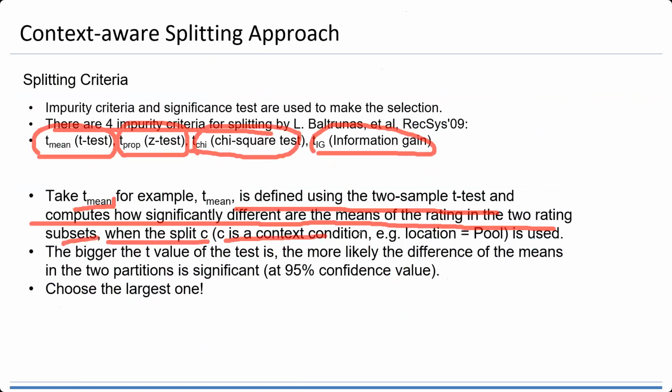So C is the context condition. For example, location pool is used. So the bigger the t-value of the test is, the more likely the difference of the means in the two partitions is significant. So it depends on the alpha. Let's say you have the 95% confidence, then you can get the p-value. And you need to choose the largest one. You need to choose the t-max, which is the highest one.